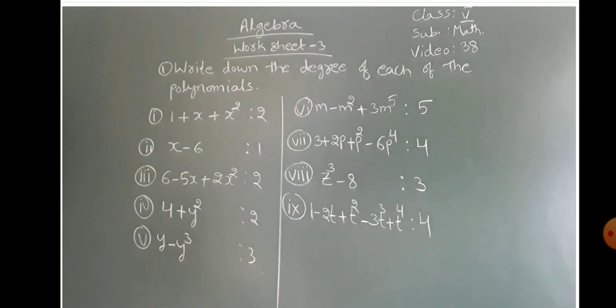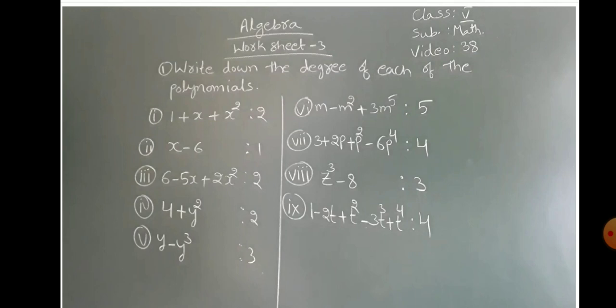The degrees of all the terms: first term degree 0, second term degree 1, third term degree 2, fourth term degree 3, and fifth term degree is 4. So 4 is the greatest degree here. That's why the degree of this polynomial will be 4.